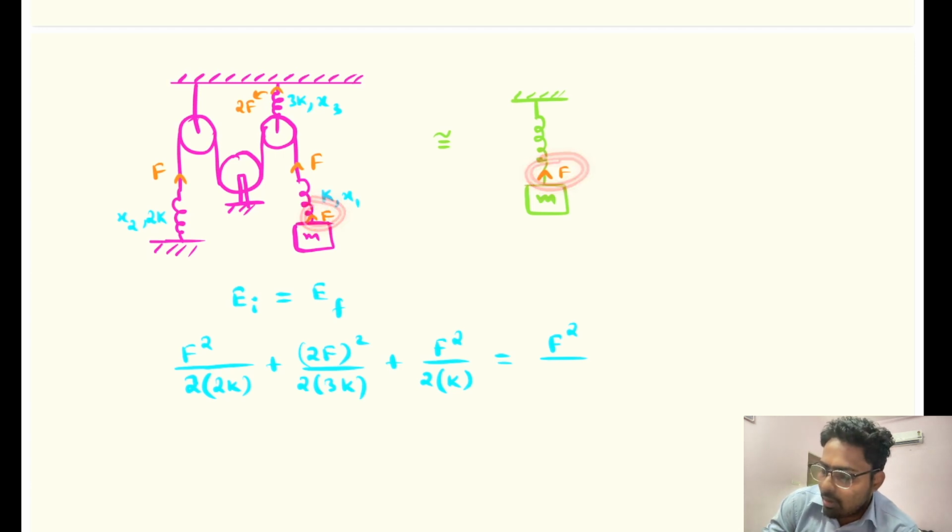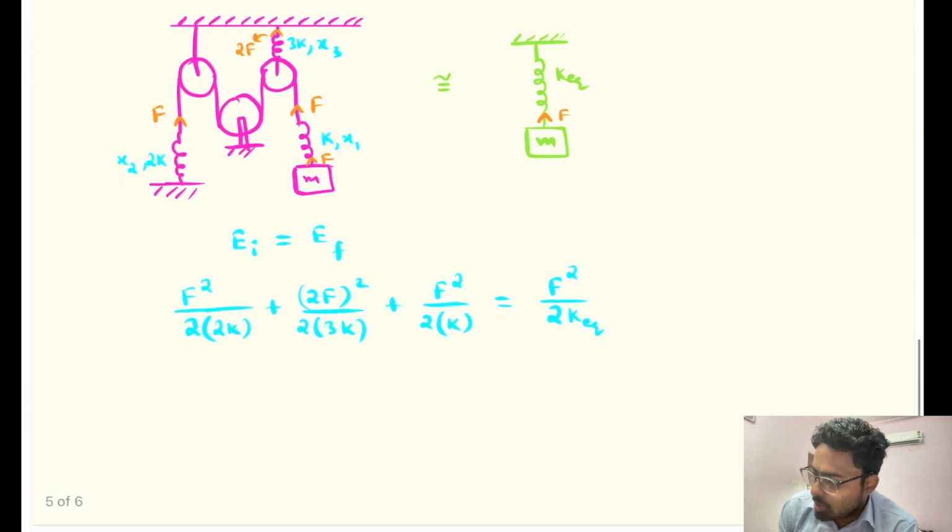For the final equivalent system also, the force should be F. Because it is equivalent, whatever force was earlier acting on the block, now also the same force should be acting. So that's why it is F force. So F square divided by 2 into the spring constant, which is k equivalent, obviously.